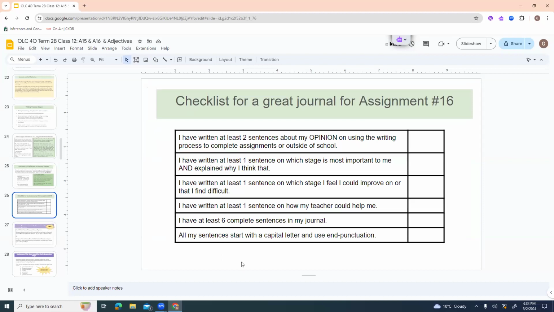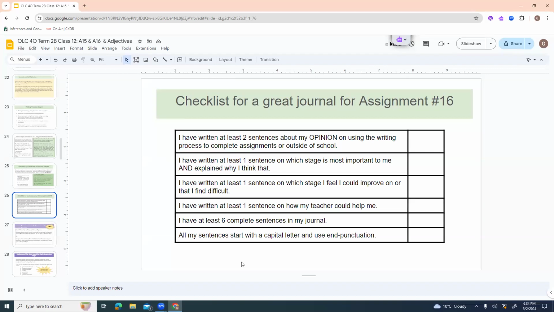So here's a checklist for a great journal for assignment number 16. Number 1, you've written at least 2 sentences about your opinion on using the writing process to complete assignments or do work outside of school. You've written at least one sentence on which writing stage is the most important to you, and you've explained why you think it's most important. And now you've written one sentence on which stage you feel you could improve on or that you find really difficult. You've written one sentence on how your teacher could help you.